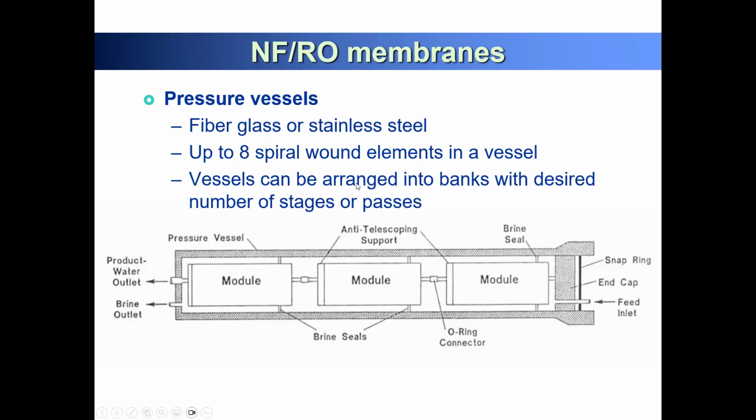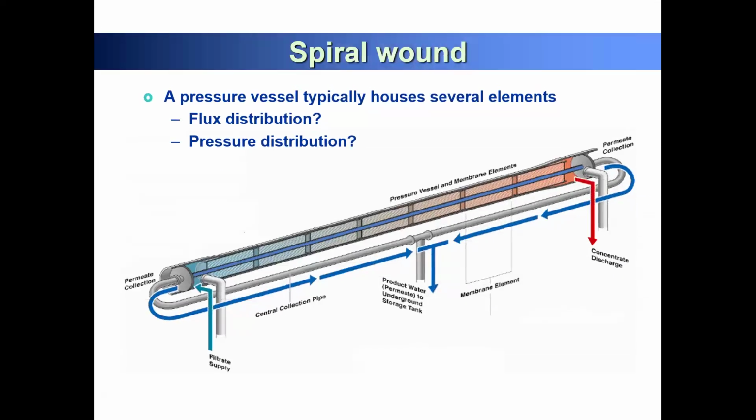And vessels can be arranged into banks and a desired number of stages and passes. So that's how you can calculate how many elements you have, how many vessels you need, and that you have to consider carefully. And this is the spiral wound, a very typical way of pressure vessel. So 1, 2, 3, 4, 5, 6, 7 elements are inside 1 pressure vessel.